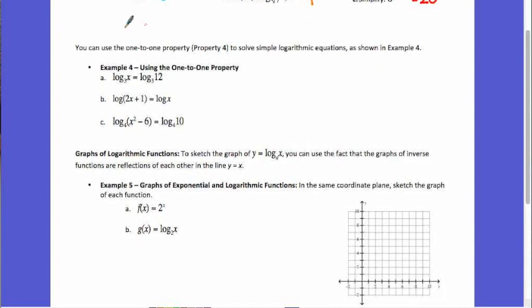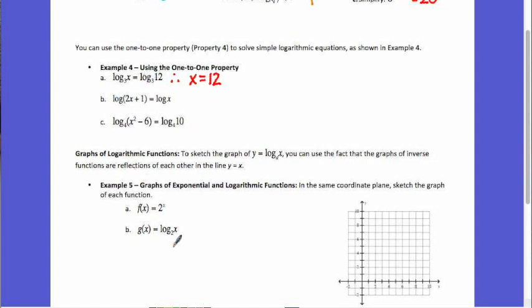Okay, again, this is the one-to-one property. We discussed this a little bit back in lesson 3.1 as well. So using the one-to-one property, if you have a log equal to a log, and the bases are the same on those two logs, then the arguments have to be equal to each other. The arguments, again, are what you're taking the log of. So we have log base 3 of x equals log base 3 of 12. Therefore, x equals 12. Okay, because this log and this log basically cancel each other out.